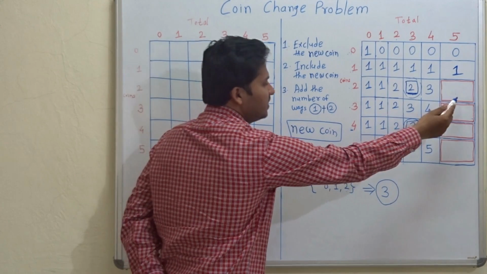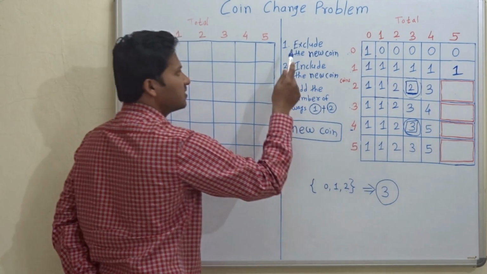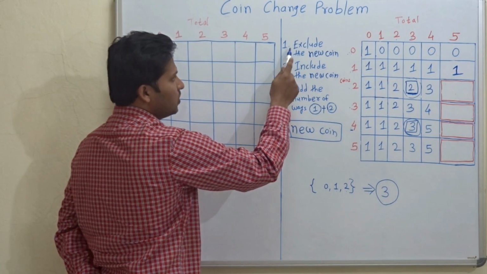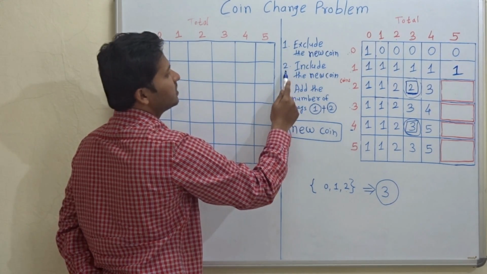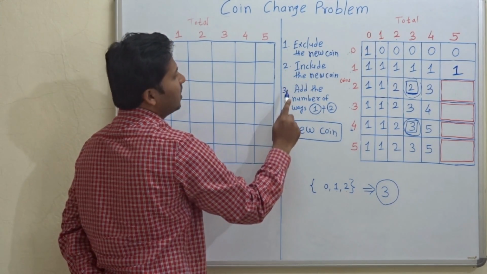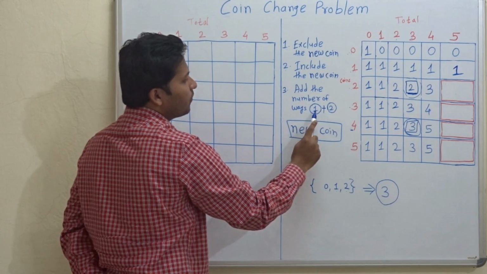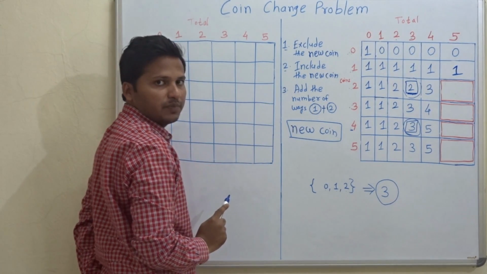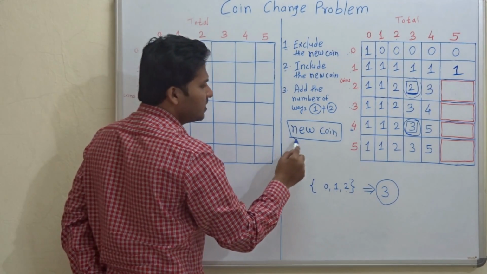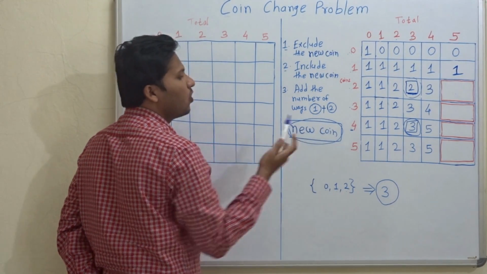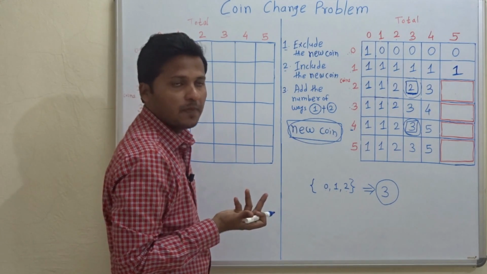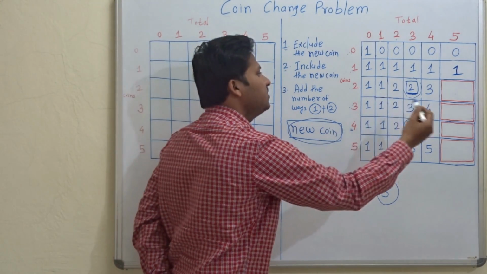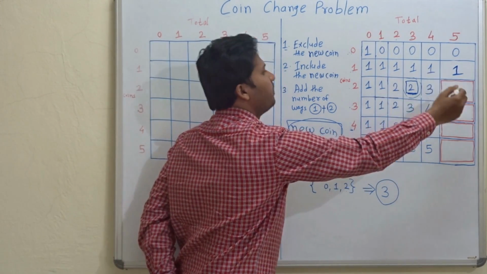Now for filling these blank cells, here are some rules. The first rule is exclude the new coin, the second is include the new coin, and the third is add the number of ways from the first method and the second step. So here is the question: what is a new coin? I will explain with this cell.